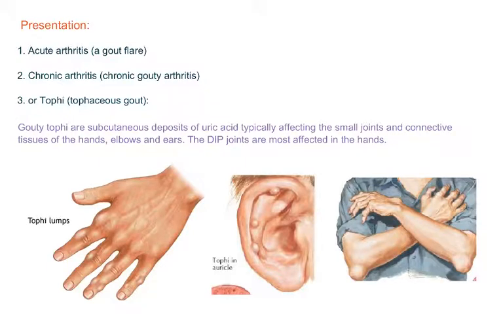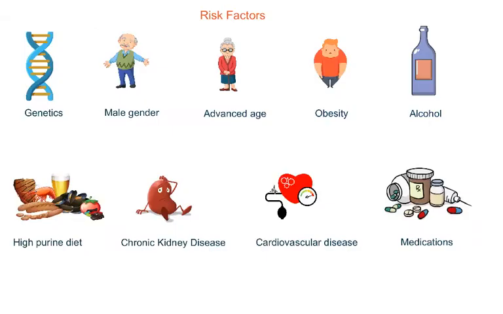Gout may result in an acute gout flare, chronic arthritis, or tophaceous gout. In tophaceous gout, tophi lumps are formed that are basically subcutaneous deposits of uric acid, typically affecting the small joints and connective tissues of the hands, ears, and elbows. The distal interphalangeal joints are most affected in the hands.